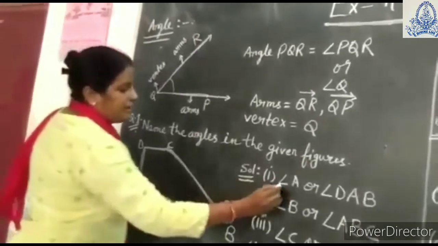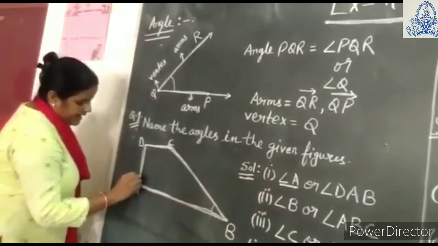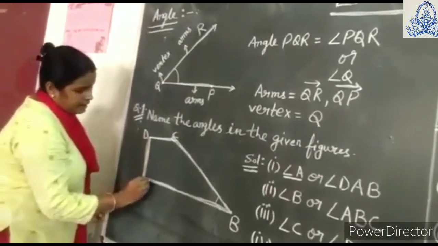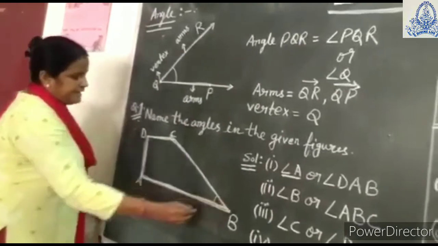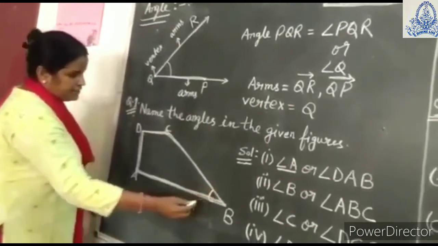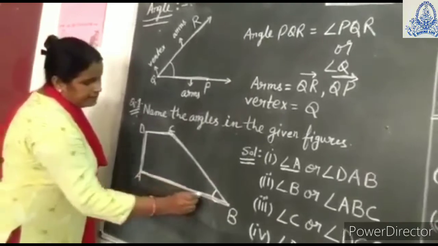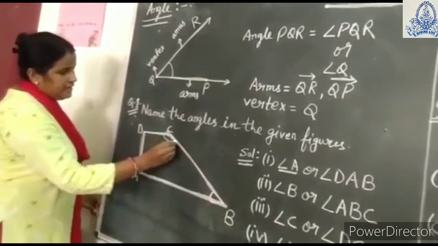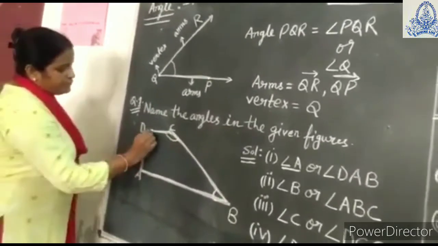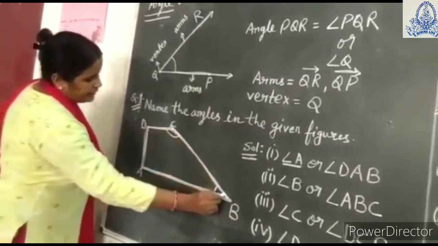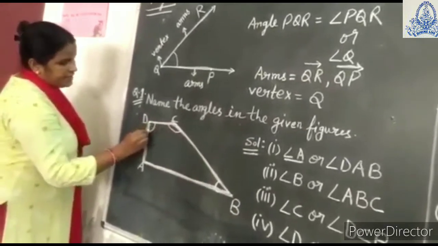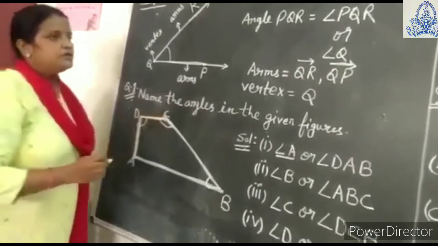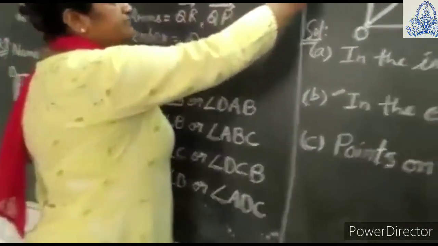Now first angle A. Here take angle A, and which angle is formed? Angle DAB. Second angle is B, and which angle is formed? A, B and C. Third angle C, then which angle is formed? D, C, B. Now take angle D, which angle is formed? A, D, C. Now move to question number 2.